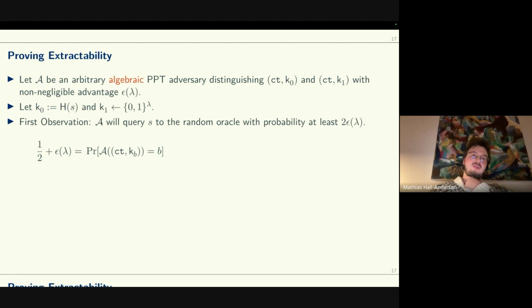So the first observation, and where we're going to leave the world of random oracles, is that we want to argue that the adversary will actually query this S, the S that was generated during the encapsulation game, computing the actual ciphertext. We want to argue that the adversary must query this S with probability at least 2 times epsilon.